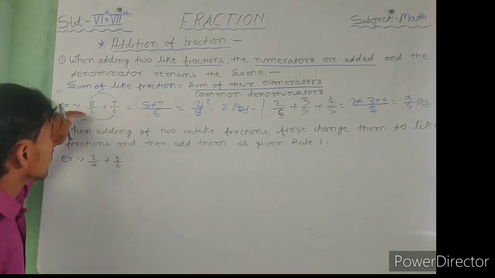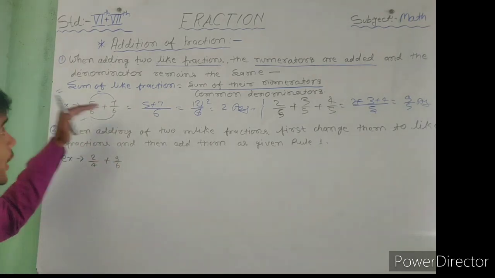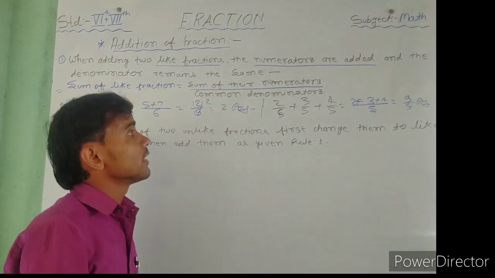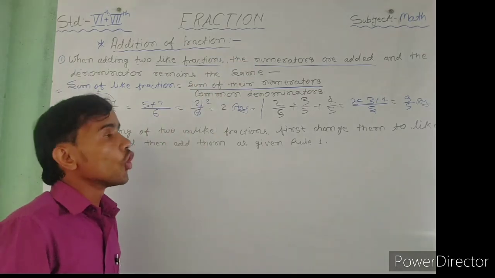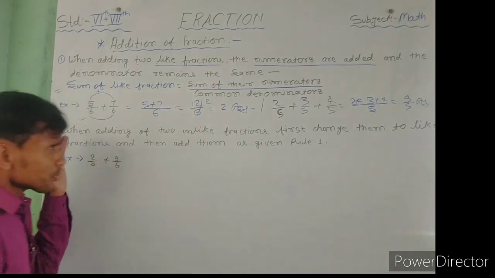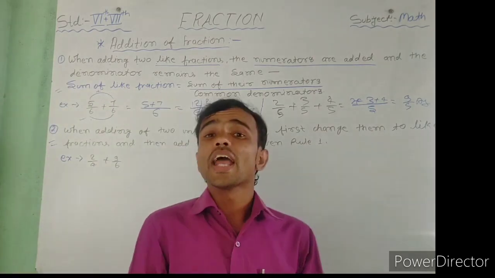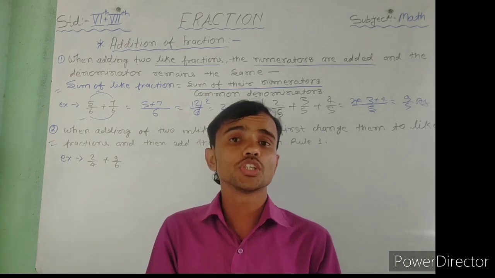When your fractions are like fractions, you write the common denominator in the denominator and the sum of all their numerators. So let us go to the next point: when two fractions are given and they are unlike fractions, how do we solve the question?